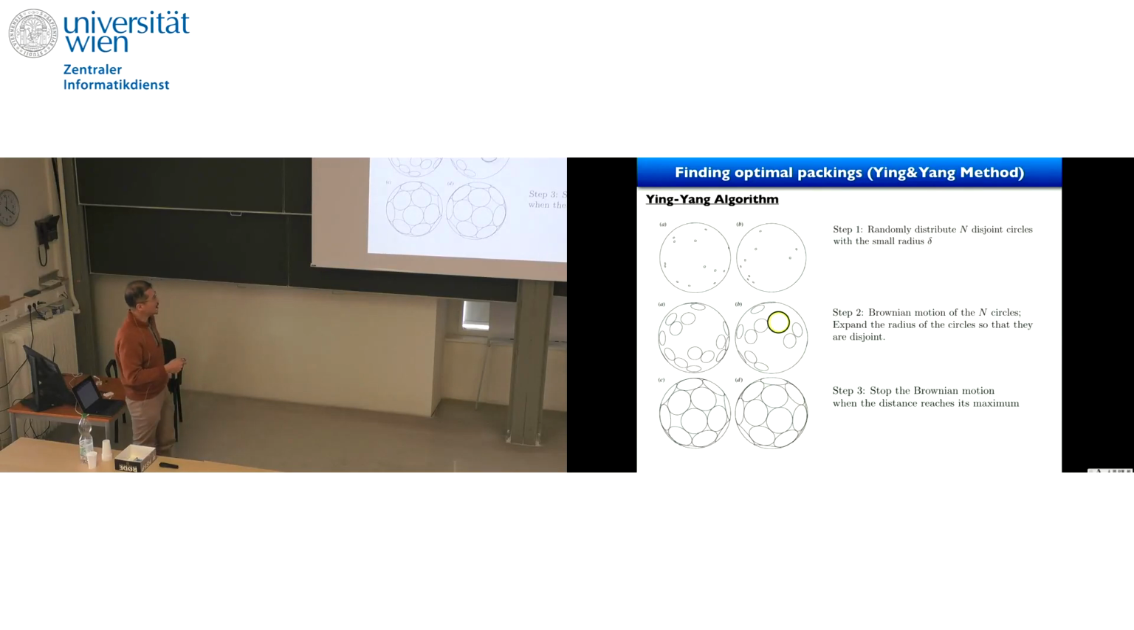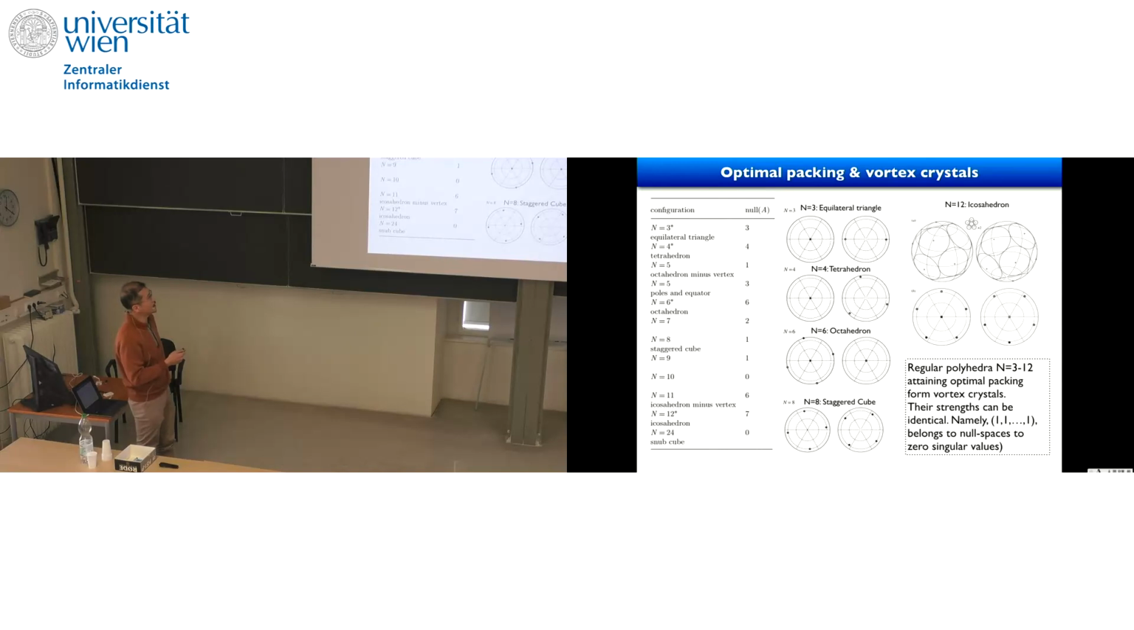Okay, so by using this idea, we are going to check the optimal packing states and the vortex crystals. This table shows the normal configuration where the optimal packing is attained. When n equals 3, which is an equilateral triangle, this has a null space of dimension 3.